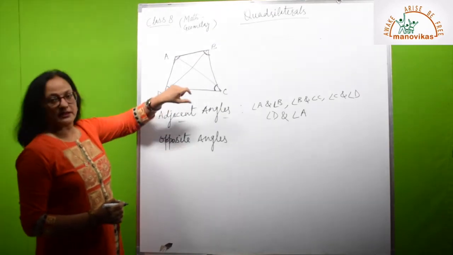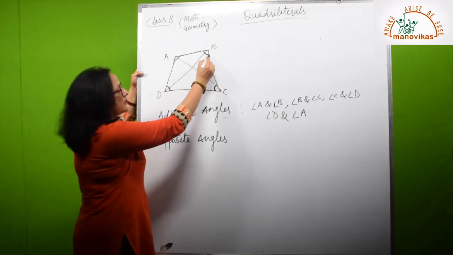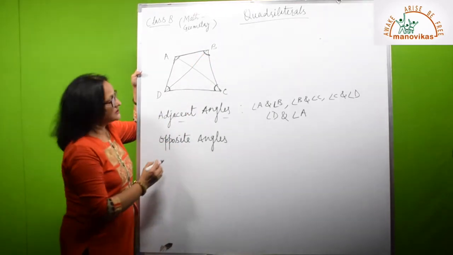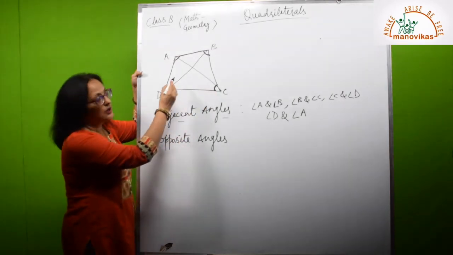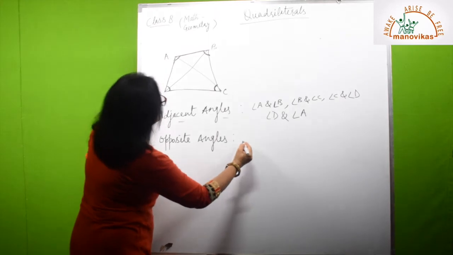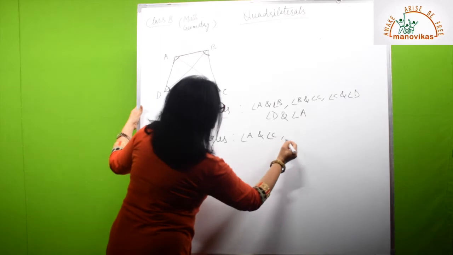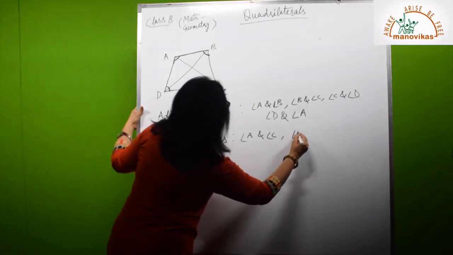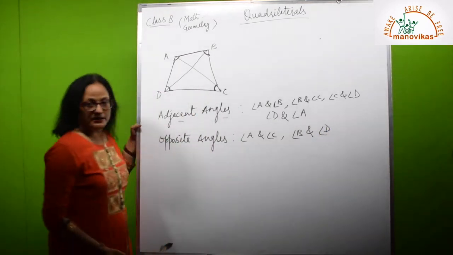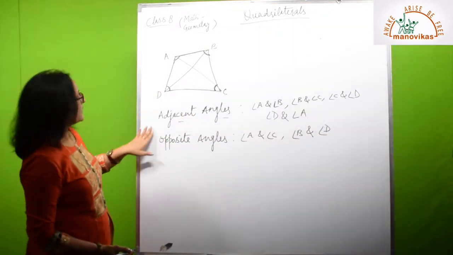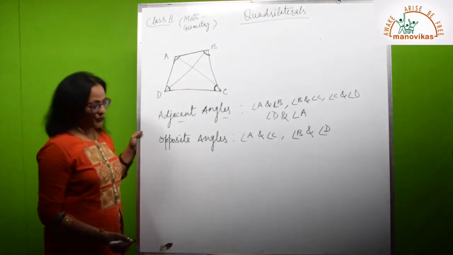Now what are opposite angles? Opposite angles, as you see, angle D and angle B are opposite angles. Similarly, angle A and angle C are called opposite angles. So here, angle A and angle C are opposite angles, and another pair, angle B and angle D, are opposite angles. Now, in the same way you can find adjacent sides and opposite sides.